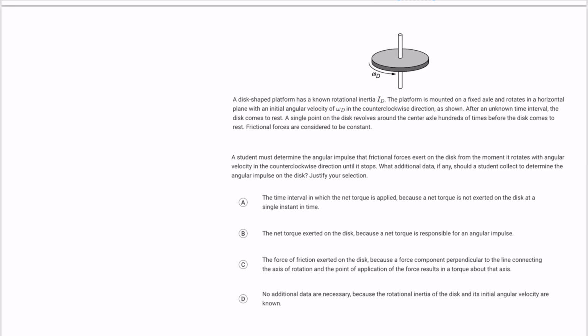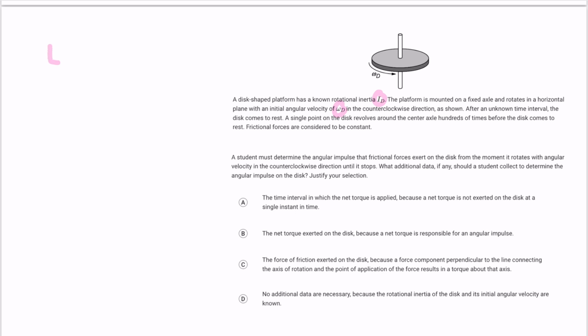So the student is trying to find the angular impulse, or in other words, the change in angular momentum that this disc experiences from the time that we first start measuring to the time that it comes to rest. We're told that we know the moment of inertia, and we also know the initial and final velocity. The initial is omega sub d, the final velocity is 0. So is that enough to find out what the impulse is without needing to take any more data? Usually that's the first thing you should ask when it's asking what more information, if any, is needed. It's a good chance that no more information is needed, but we need to see if we can actually find the impulse from what we have.